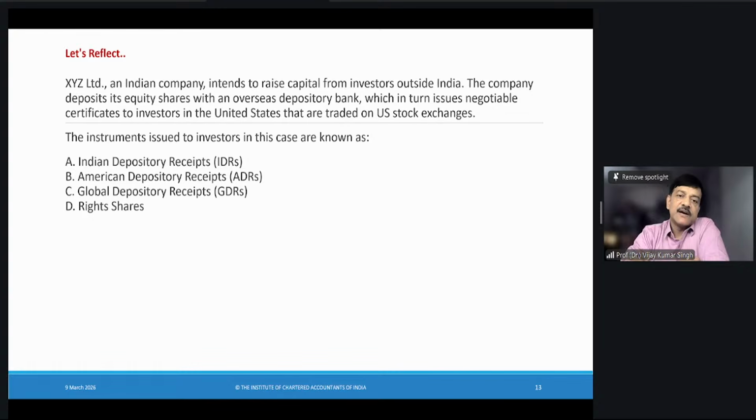XYZ Limited, an Indian company, intends to raise capital from investors outside India. The company deposits its equity shares with an overseas depository bank, which in turn issues negotiable certificates to investors in the United States that are traded on US stock exchanges. The instrument issued to investors in this case is known as what?